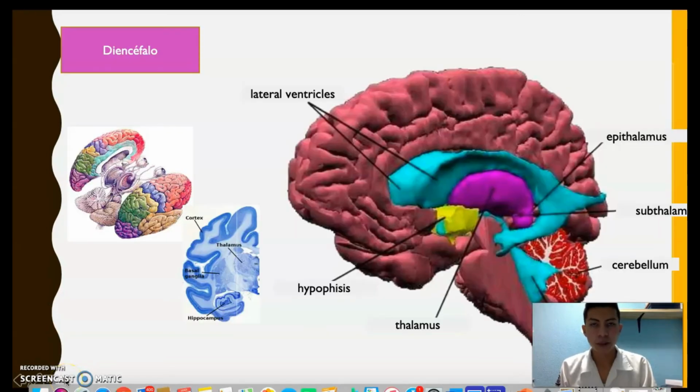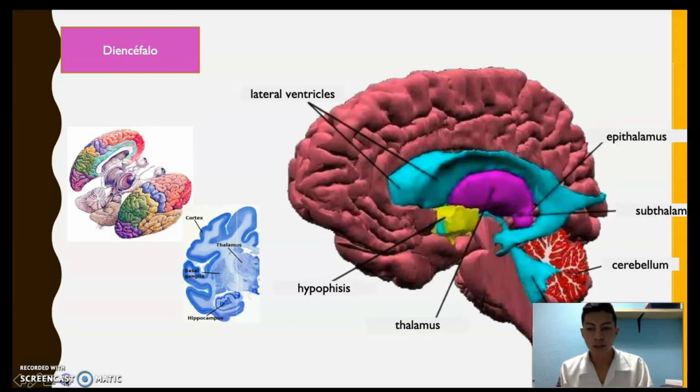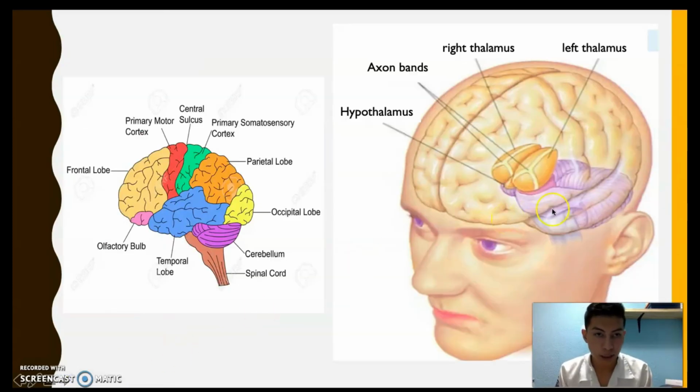So now I'm going to talk about the encephalon, a structure that contains many important parts of the brain. First we have the thalamus, located in the part of the forebrain below the corpus callosum. It is responsible for transmitting information from the sensory receptors to areas of the brain. All this passes through the axon bands.